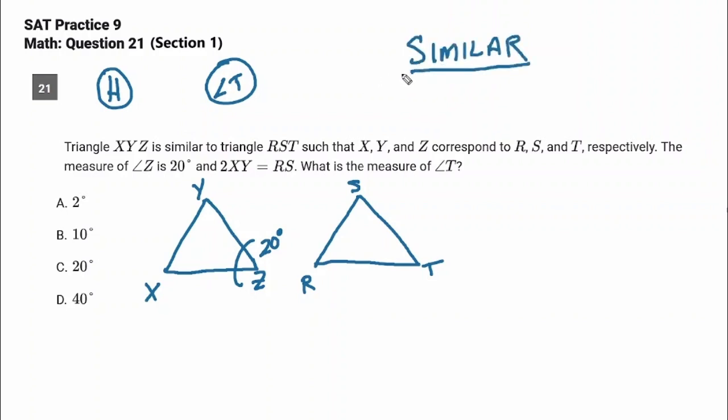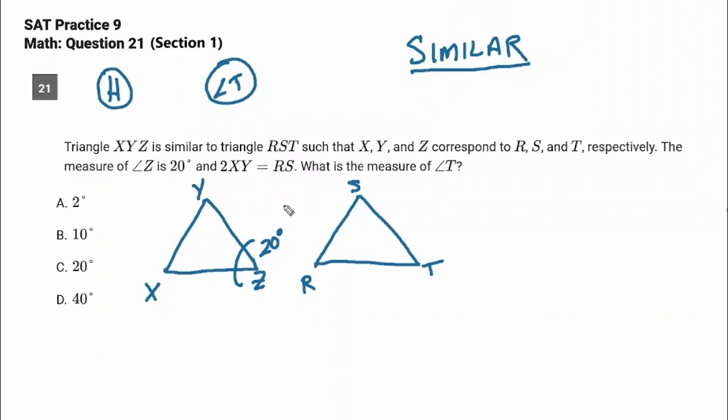Guys, Evil Testing Service gets so much mileage out of the word similar, they must own stock in the word similar. They use it all the time. Similar means basically the same. A good way to remember what similar means is it means that the shapes are the same. So these triangles have the same shape.